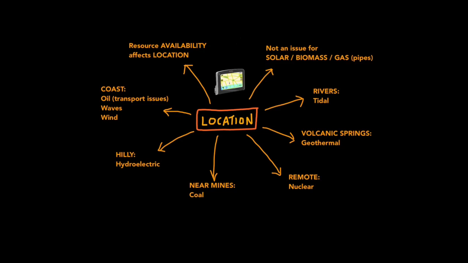So you're looking for regions with volcanic springs, such as Iceland. And tidal power needs to be located on river estuaries. There are some which are not restricted geographically speaking, such as solar power. Luckily the sun shines down on us all. Biomass, because crops pretty much grow everywhere. And gas is quite easy to transport because we can use pipes, so it can be transported long distances.